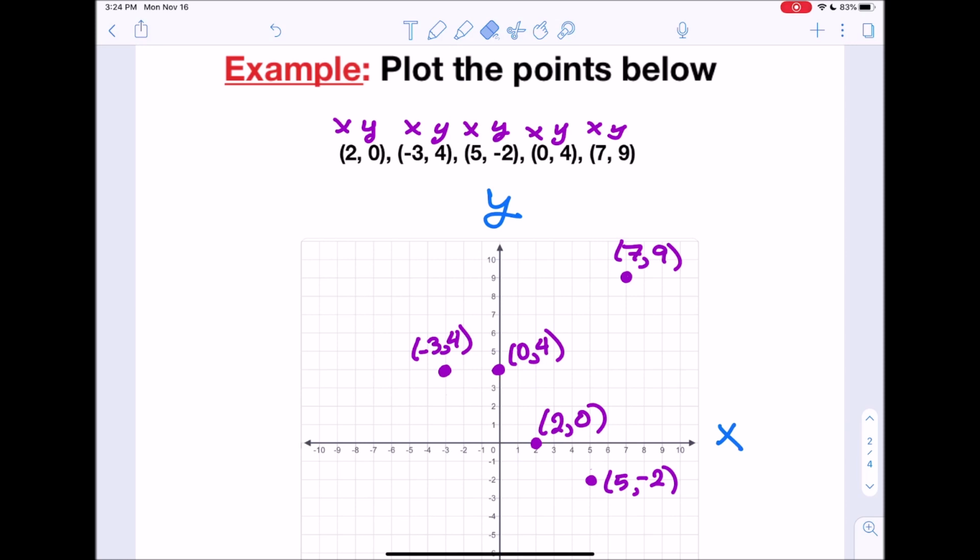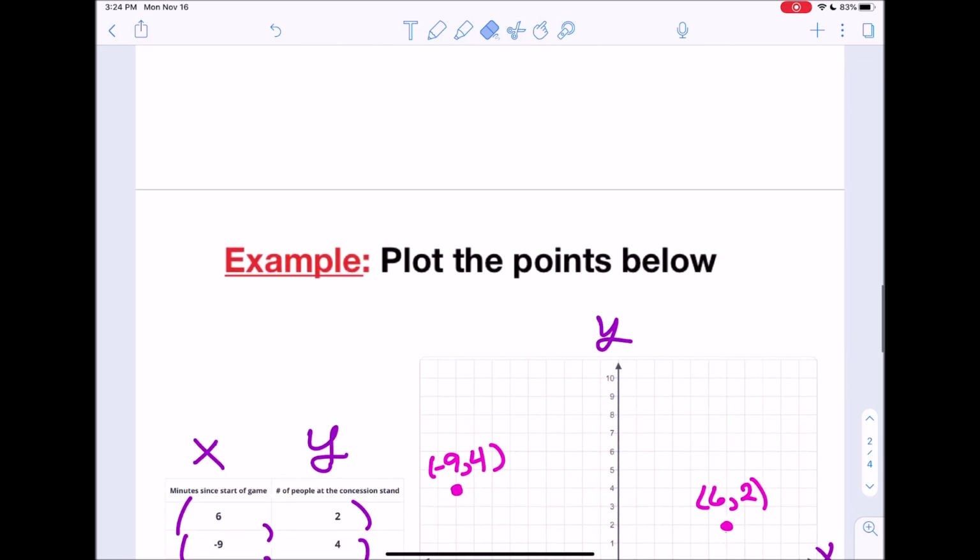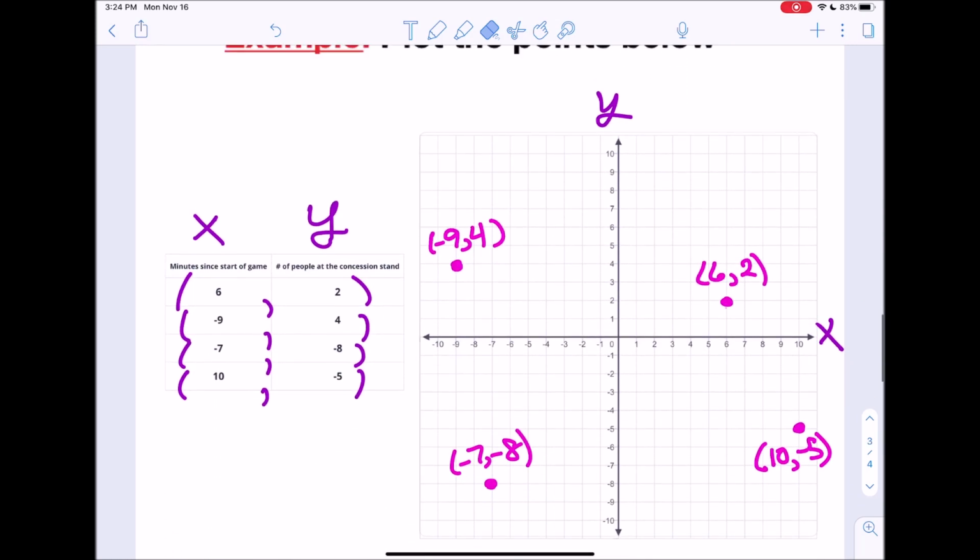Do not connect the points unless you're told to do so. Okay, so you will notice I didn't connect any of these points. I wasn't told to connect the points. But if you are told to connect the points, maybe it's something where you're doing an image, a mystery picture, then you would connect the dots. But in this case, we're just plotting points, so you're not connecting anything. You're only putting the points on the graph.